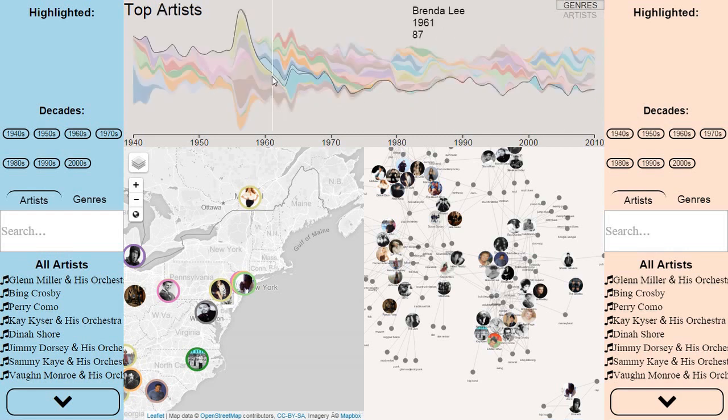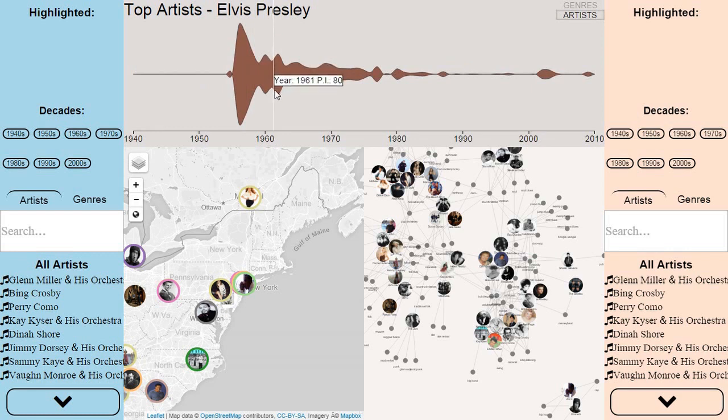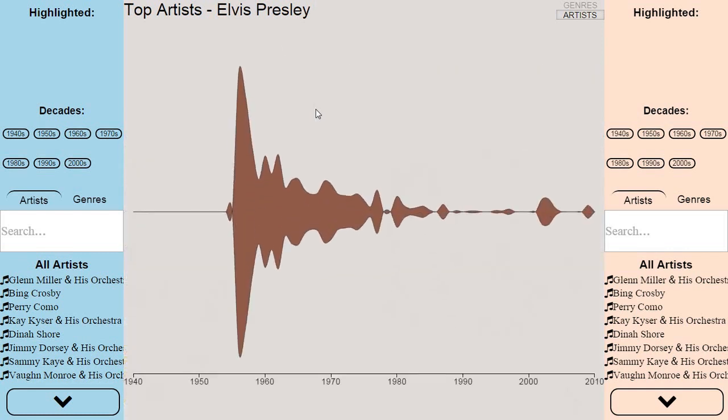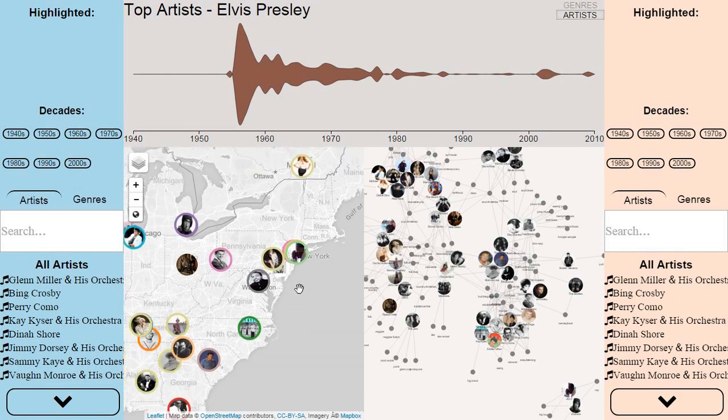For instance, we can also choose to see the popularity of artists in the same period, and we can hover over an artist to have more information, and we can also click on one and we see, for instance, that Elvis was pretty famous during the 1960s. And also we can zoom in to get some more insights about the popularity of the artist.